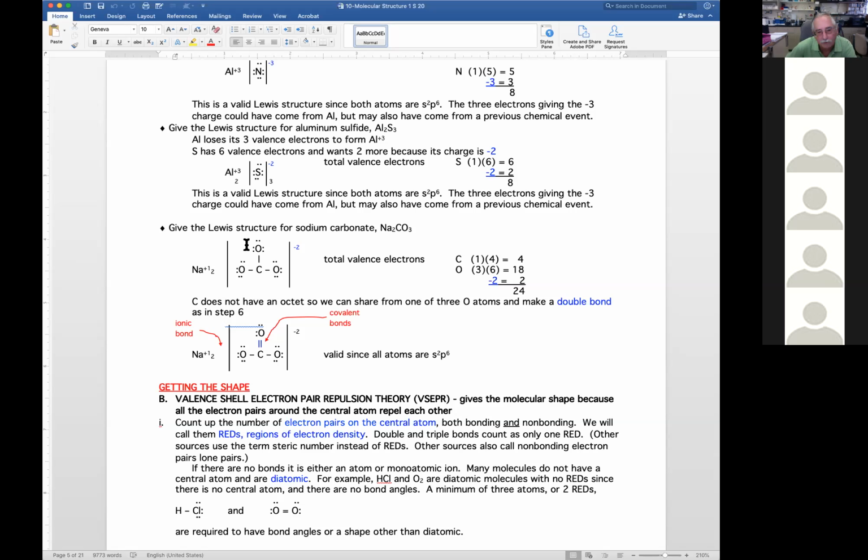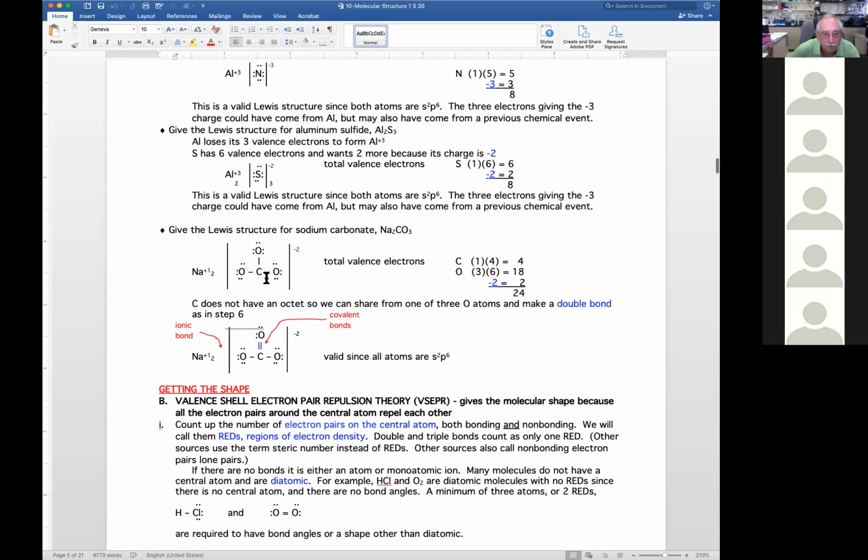But now I have to follow the rules for covalent compounds in here. So I got carbon. That gives me 4 valence electrons. 3 oxygens give me 18, and that -2 gives me 2 more, for a total of 24 valence electrons that go in here. Okay. So where am I going to put them first? Into the bonds, right? And then to the outer atoms. So here's 6, 8, 10, 12, 14, 16, 18, 20, 22, 24. I used up all my valence electrons.